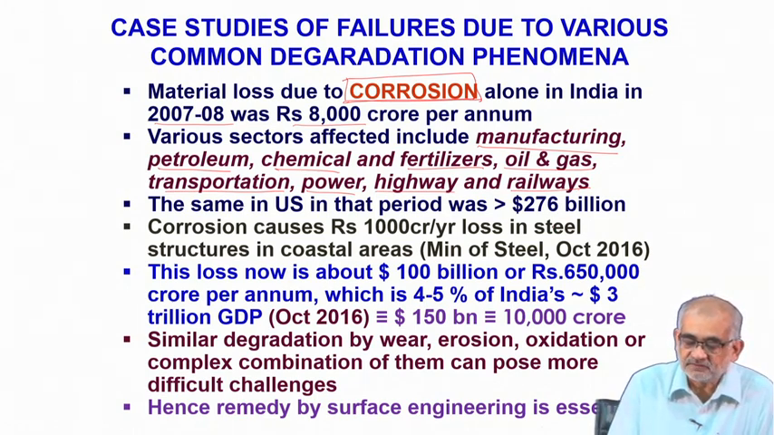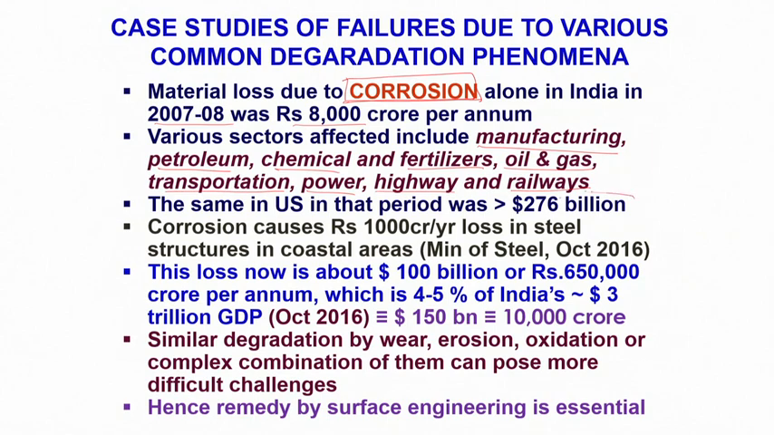So for example, in the US there's an estimate that it can cause something like over $270 billion per year. So this huge corrosion loss, for example, if you think of only steel and steel structures which are existing in the coastal areas where you have a lot of moist air, and the air also contains quite a bit of salinity and hence the presence of halide ions, particularly chlorine. So there it can actually lead to a huge loss of about 1,000 crore per year.